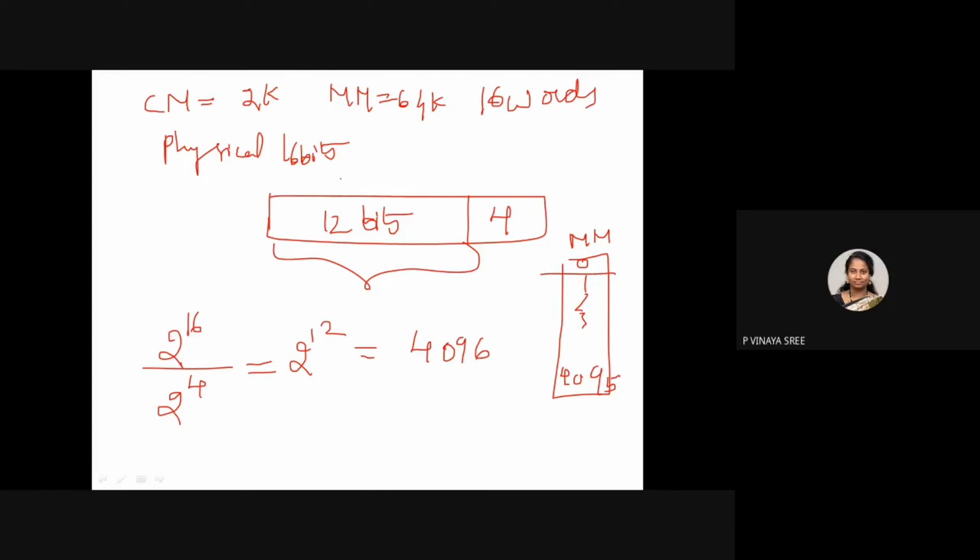Now we'll go for cache memory. For cache memory, how many partitions will we have? 3. So let me start with cache memory. Again, I have the cache as 2K, main memory 64K, and 16 words in each block.